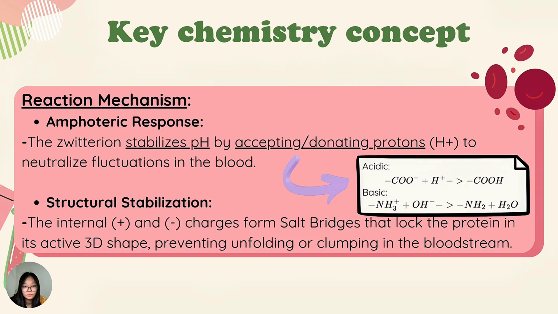Besides that, this diagram structure leads to our reaction mechanism, in which the zwitterions provide an amphoteric response as they act as a buffer by accepting or donating protons to neutralize pH spikes. And beyond the buffering, these opposite charges create a salt bridge. You can think of it as molecular staples that lock the protein into its functional 3D shape, so it can prevent it from clumping or unfolding in the blood.